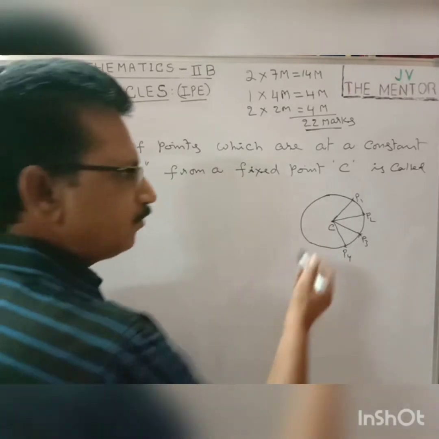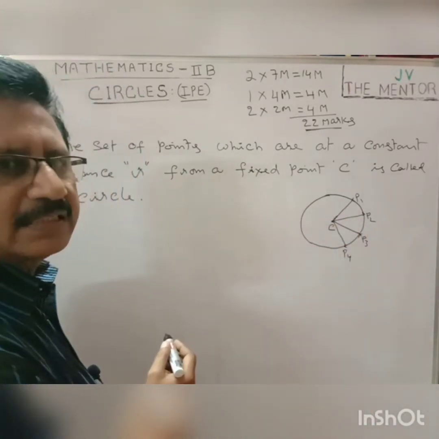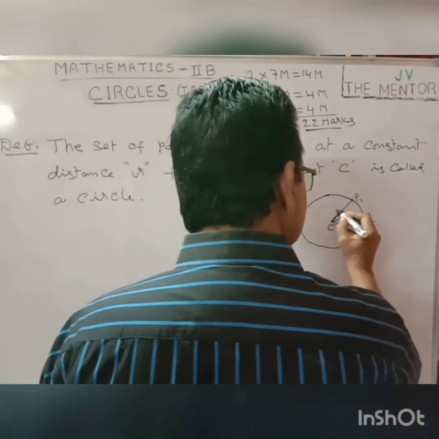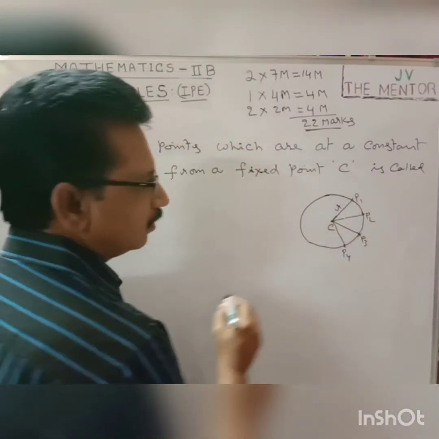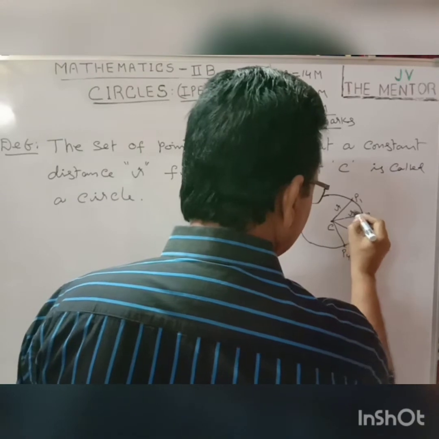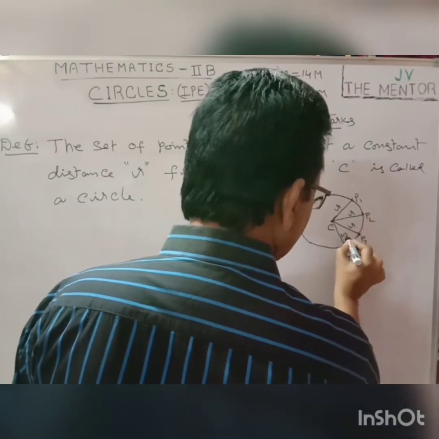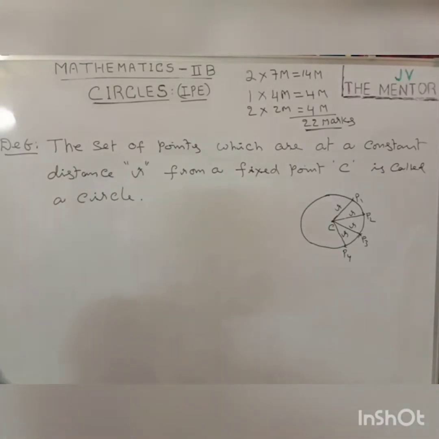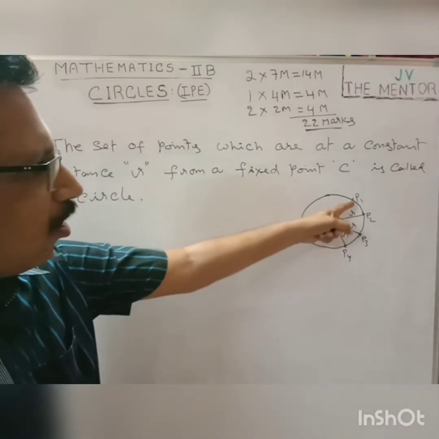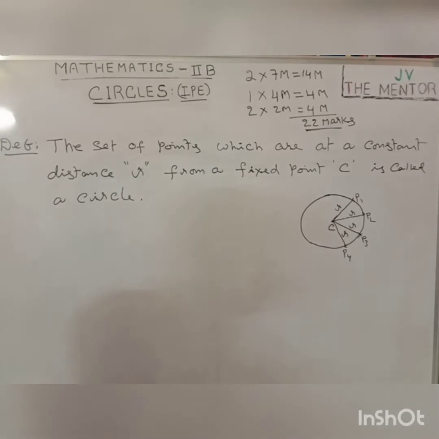Now CP1 can be written as the radius R. CP1 is the radius, denoted by R. This is radius R. It is also R. Okay, now this is a circle. C is the center. R is the radius of the circle.